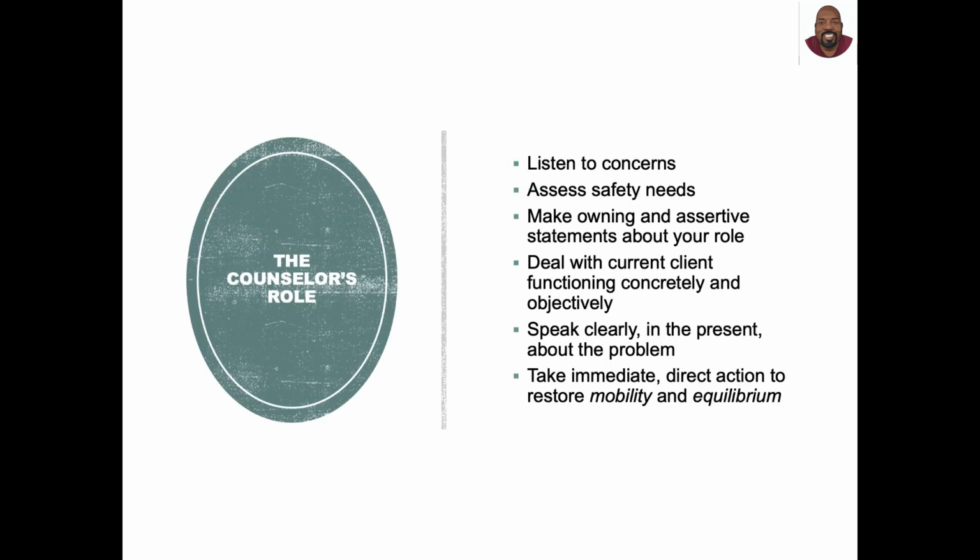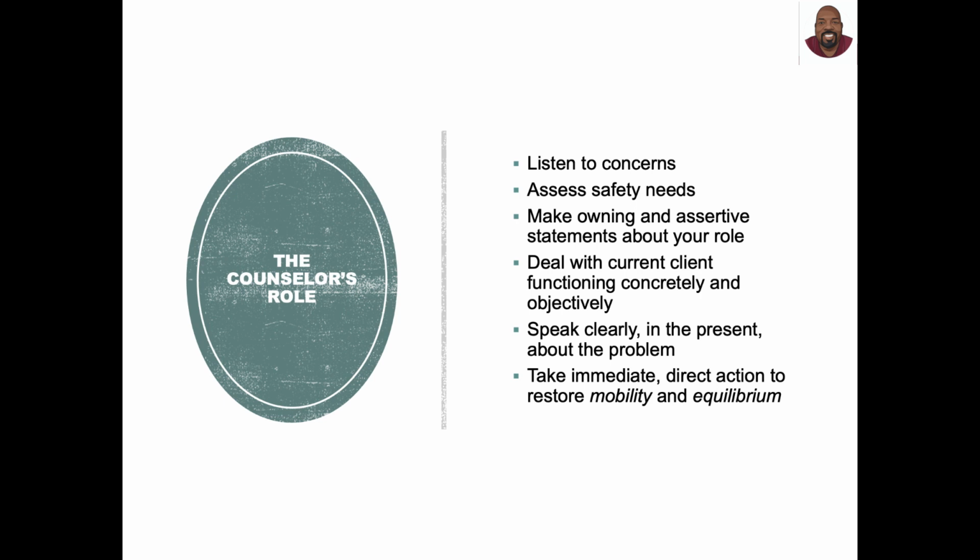So our counselor's role: we're going to listen to whatever concerns they have. We're going to lend a listening ear to that. Continue to assess their safety needs. Is this person safe? And we're going to continue to assess for this over and over again. Make owning and assertive statements about your role. Make sure they know what your role is during this whole process of crisis, that they have a very well established boundary with you, so they know what they can talk about, what your role is, and how you can help them in this whole process.